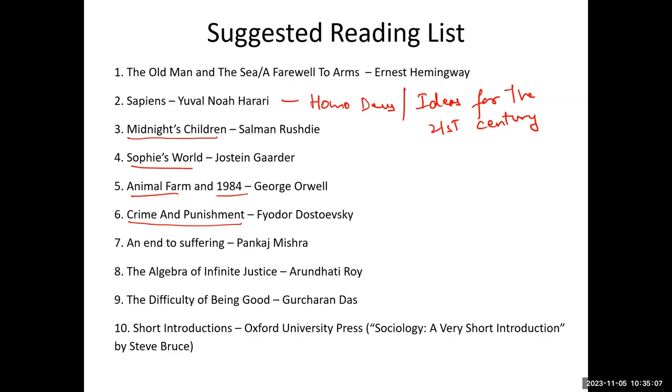Then another Indian author who has written a very famous book is Gurucharan Das, and this book is called The Difficulty of Being Good. So this is kind of philosophical. The question is, should you be good? Does it pay to be good? Why should you be good? We see that all bad things happen to good people. Then should you be good? So Gurucharan Das tries to explain what is the difficulty in being good, whether you should be good or whether you should be bad.